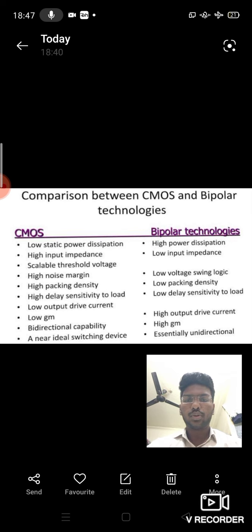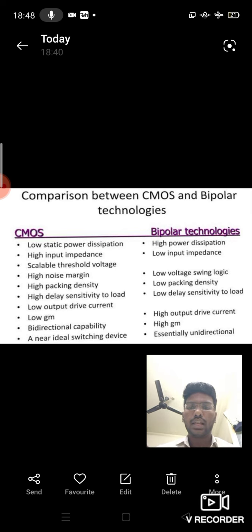Today I want to discuss a few topics in VLSI. Some of them are the comparison between CMOS and bipolar techniques, and stick diagrams of NMOS and PMOS. Let us come to the comparison between CMOS and bipolar technologies.